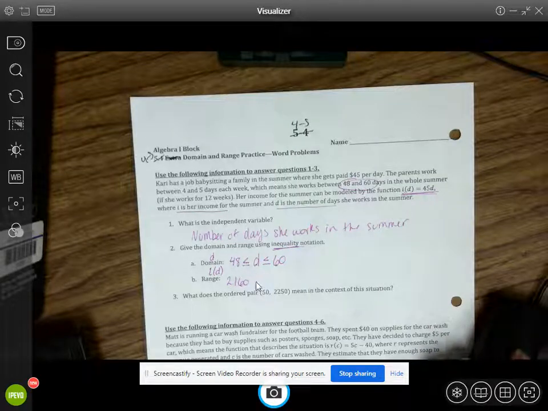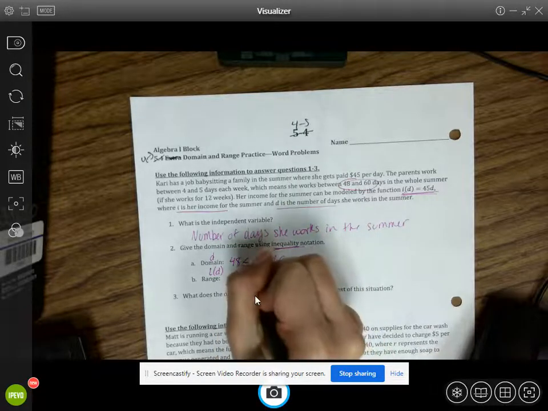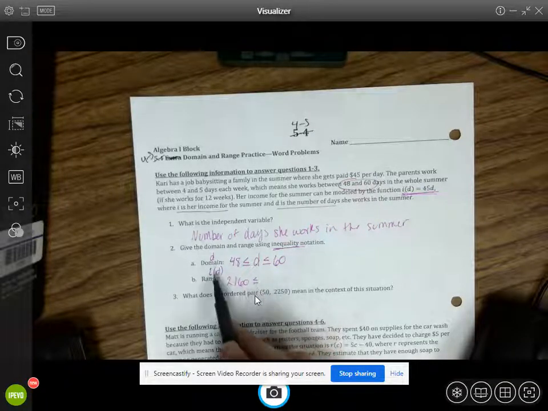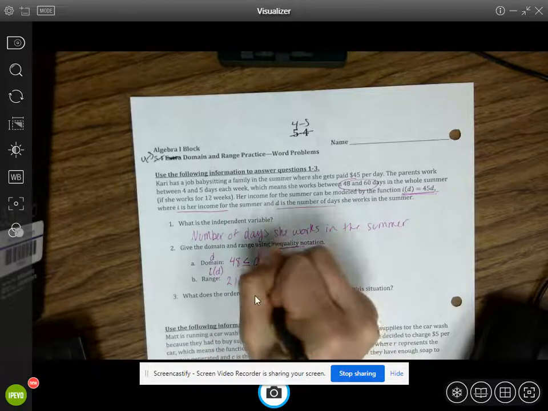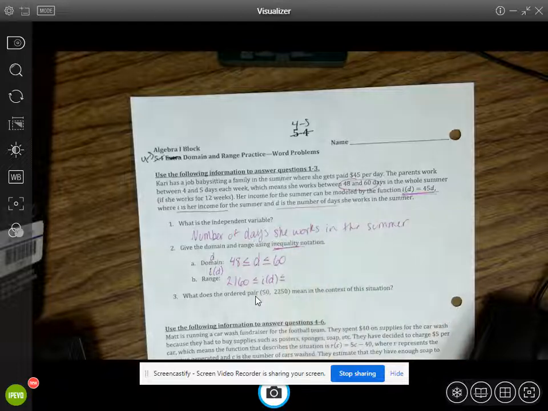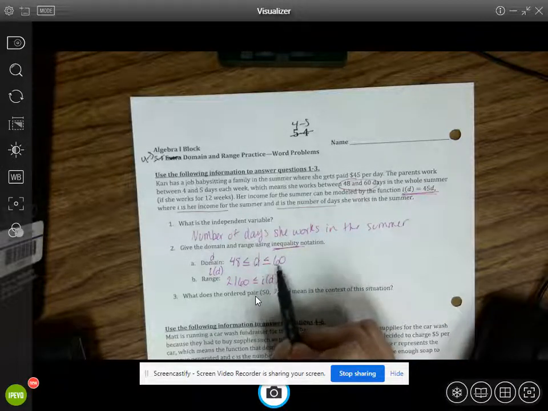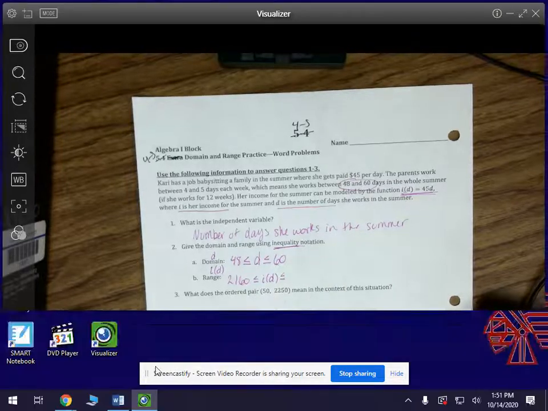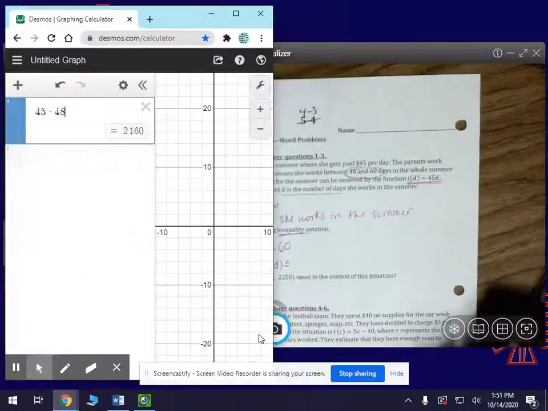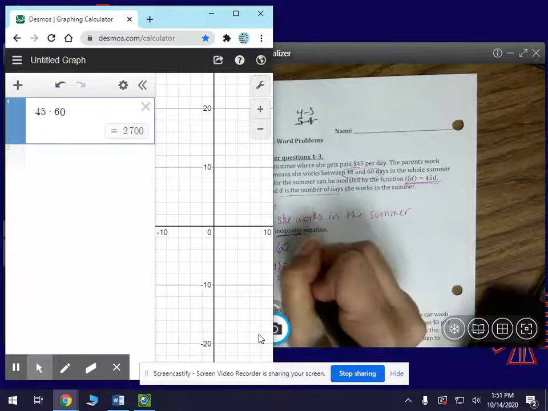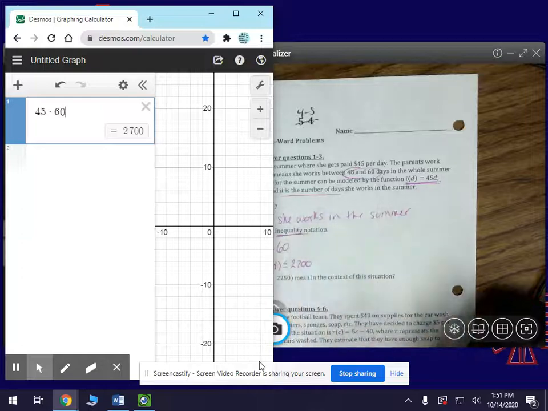I'm going to keep the same inequality sign. So if it was a less than, I would keep it a less than. If it's a less than or equal to, I'm going to keep it a less than or equal to. My variable now is going to be I of D. And then I'm going to keep the inequality sign. And then I'm going to take 60 and plug it in for D into my function. So I'm going to do 45 times 60. And I get 2,700.